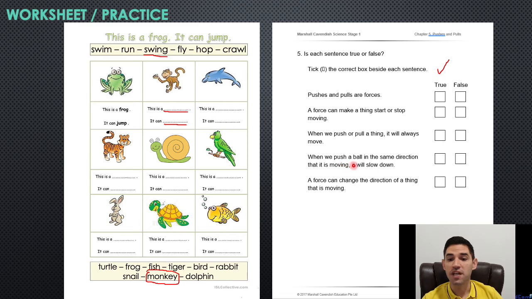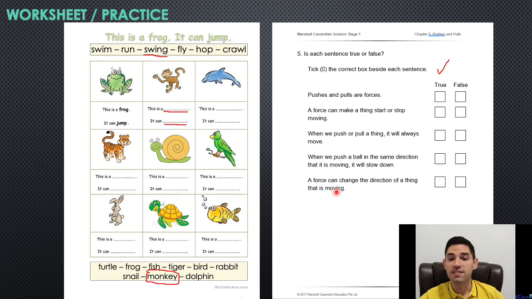When we push a ball in the same direction that it is moving, it will slow down. So think about it. If the ball is coming this way and I push the same way, will it slow down? Do you think this is slowing down? Is it true or false?